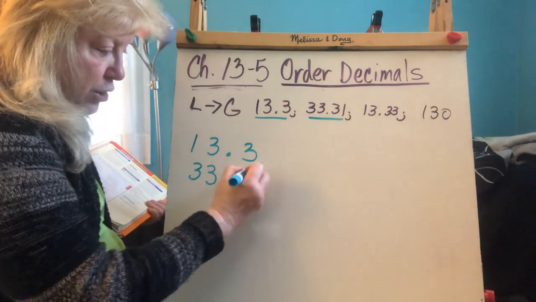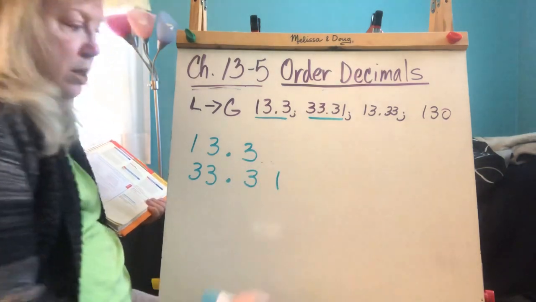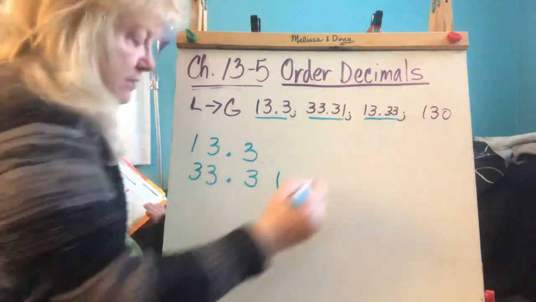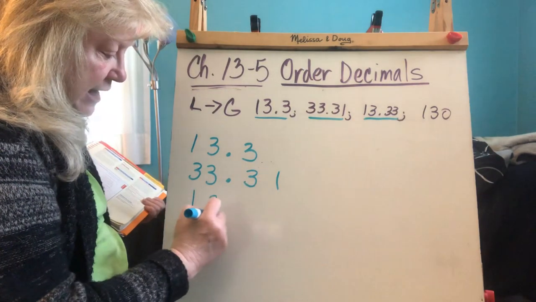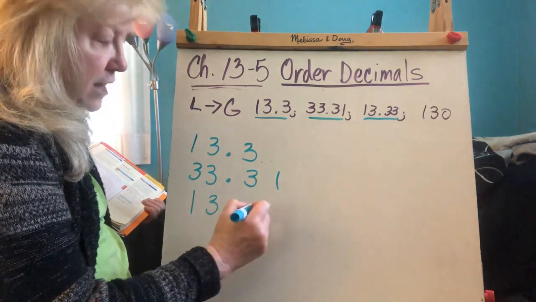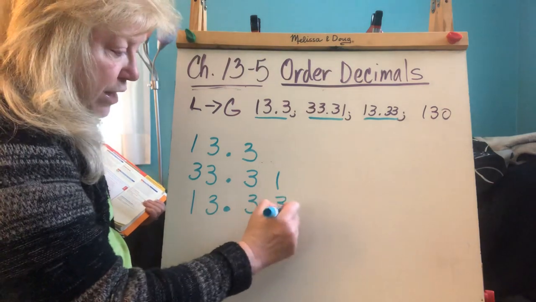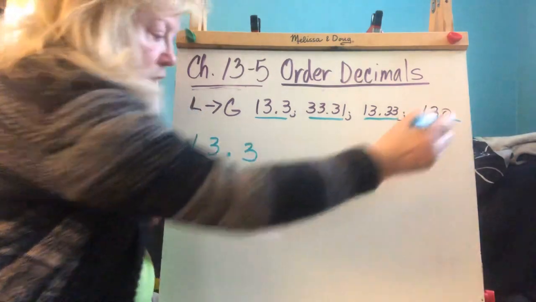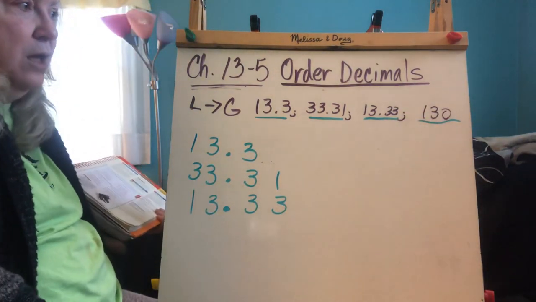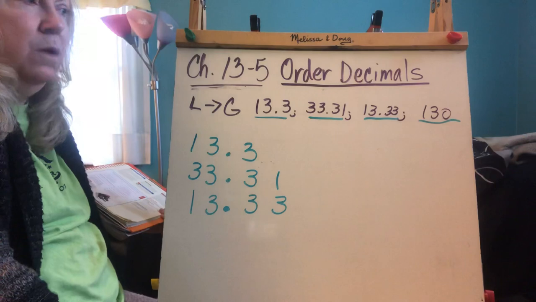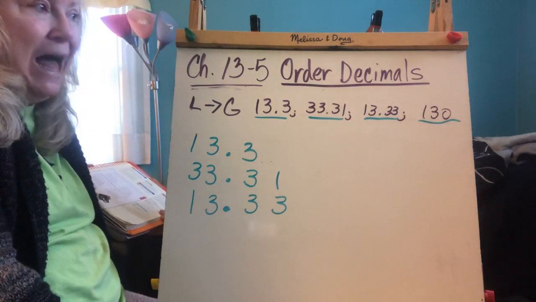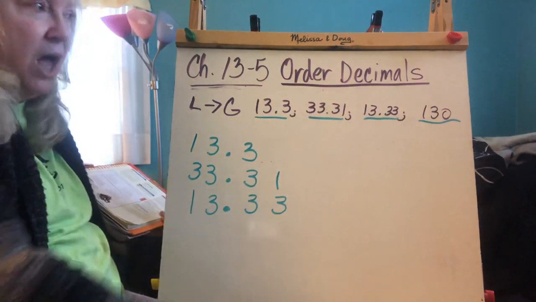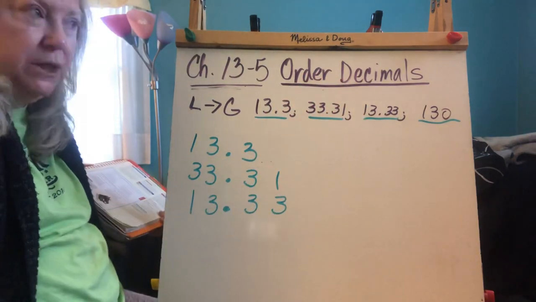33 and 31 hundredths. Now I'm going to take my next decimal. 13 and 33 hundredths. And then I've got my last one, which is 130. And you might be saying to yourself, hold the presses, Mrs. Lennox. How am I going to do this? I don't have a decimal. How do I know where to put this?